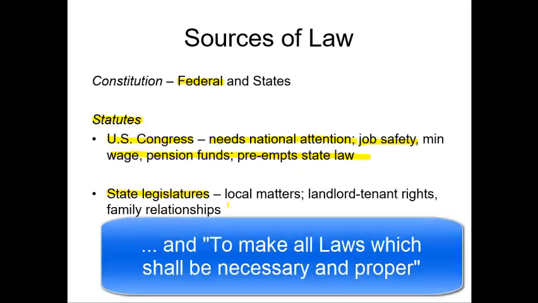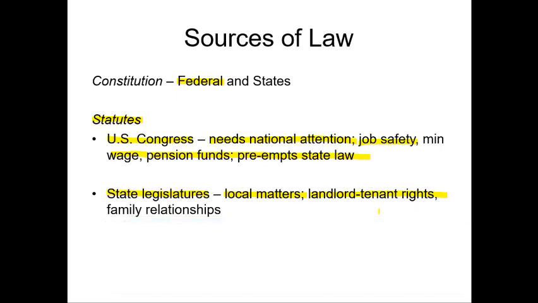State legislatures are looking at more local matters for that state, and often laws that are going to be passed down through to counties and city governments: landlord-tenant rights, family relationships, things like that. So those are under the title of statutes.